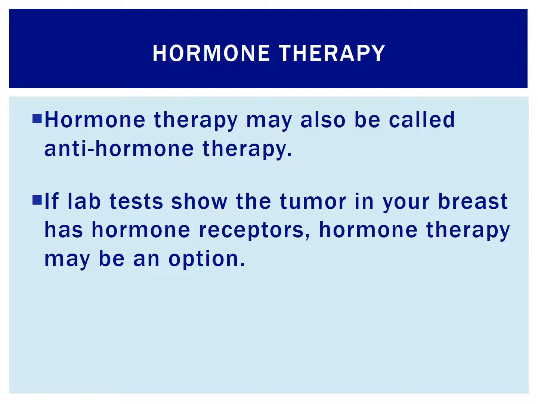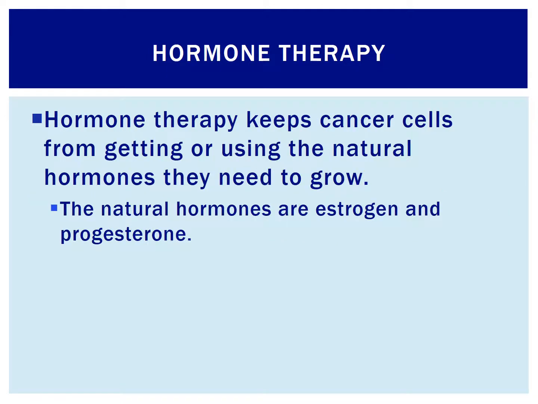Hormone therapy is another type of breast cancer treatment. It is sometimes called anti-hormone therapy. If a lab test shows that the tumor in the breast has hormone receptors, hormone therapy may be an option. Hormone receptors in cells allow hormones to join with the cell and make changes to the cell. While these are normally okay for the cell, in breast cancer, it can cause the tumor to grow larger. Hormone therapy keeps cancer cells from getting or using the natural hormones they need to grow. These natural hormones are estrogen and progesterone.